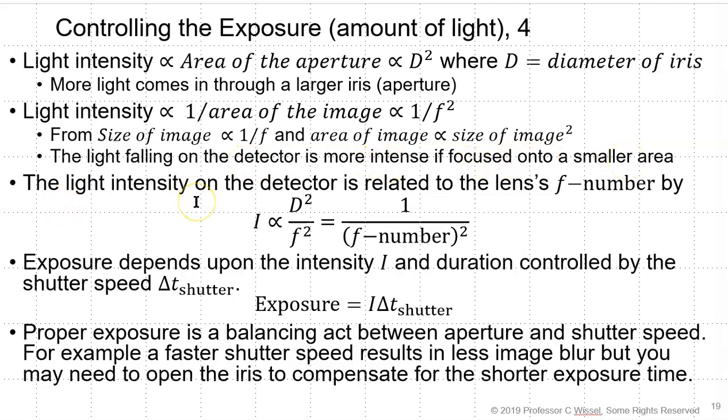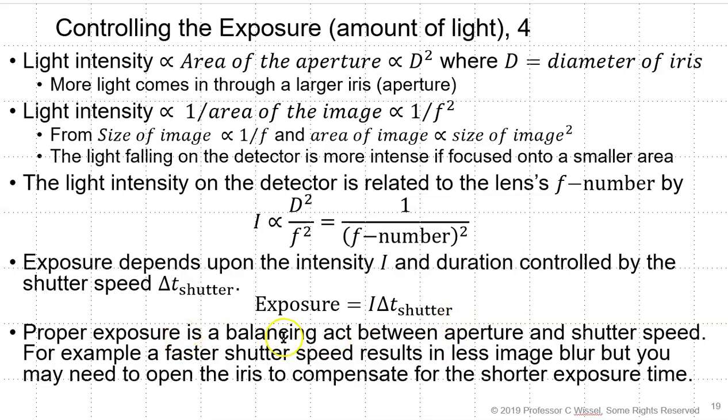The light intensity on the detector is related to the lens's f number by intensity is proportional to d squared over f squared, and that equals 1 over the f number squared. The exposure depends upon the intensity I and the duration controlled by the shutter speed, delta T shutter. So exposure is the intensity times delta T shutter.